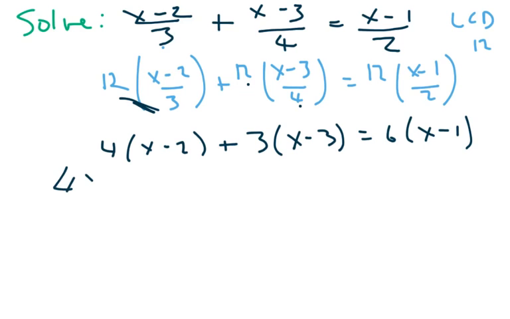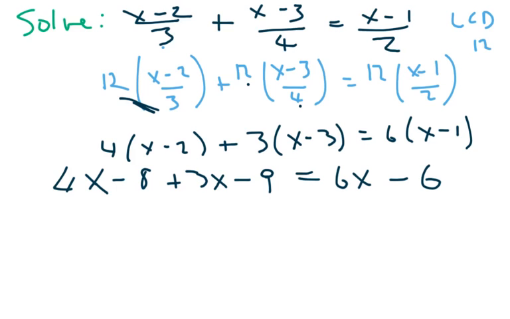Now I'm going to get 4x minus 8 plus 3x minus 9 is equal to 6x minus 6. Okay, now we need to get all our x's onto one side and all our numbers on the other. So I've got a 4x here and a 3x. That's 7x. I have a 6x over here, and I need to get that to the other side. So I need to subtract 6x from both sides.